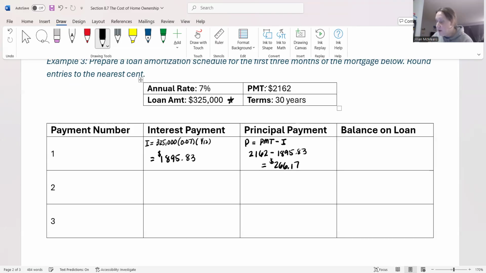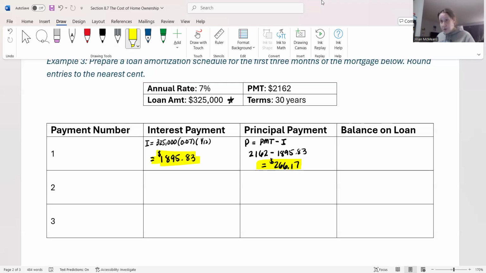and we get $266.17. And this should kind of make you want to barf a little bit, because for that very first payment that this person would have made to the bank, of that $2,162, $1,895.83 went to the bank. Only $266.17 went towards actually paying down your loan.